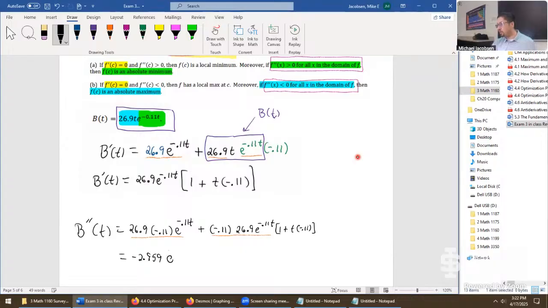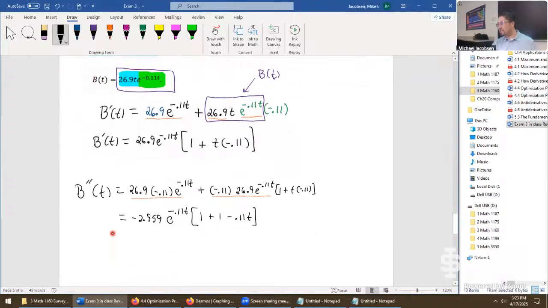Then e power negative 0.11t is going to leave behind from here just a 1. From here, it leaves behind the bracketed part. Plus, I'll drop the brackets, 1 minus 0.11t. So that's what we've got so far. See how this continues to develop.